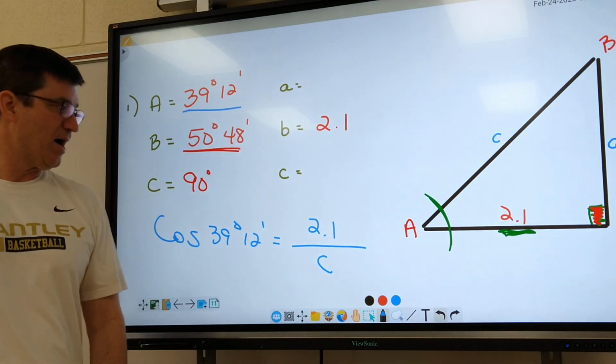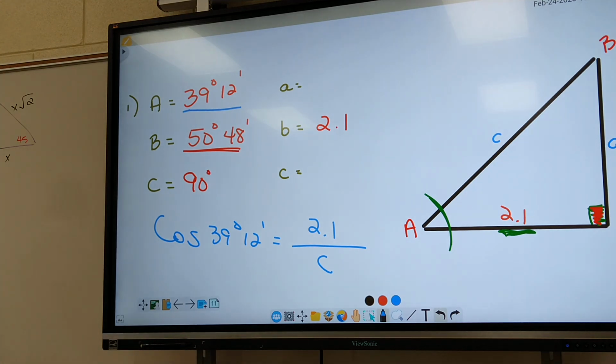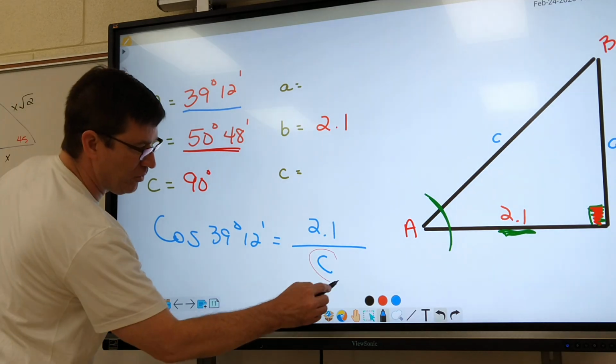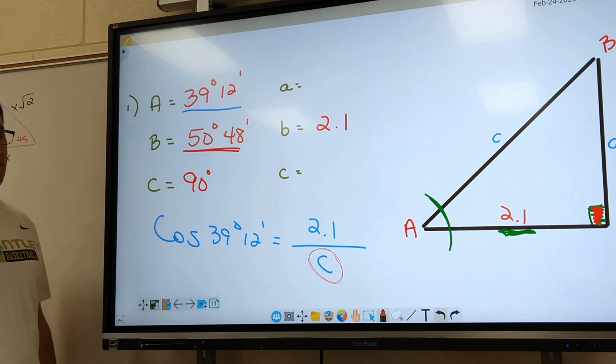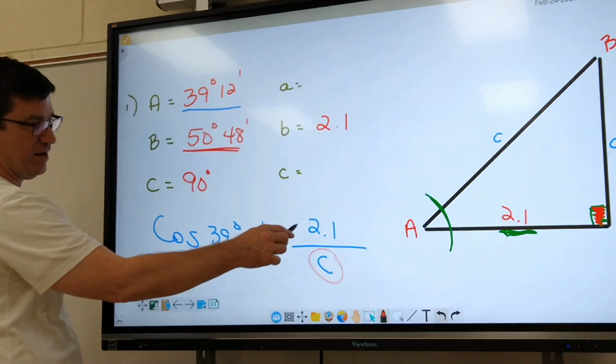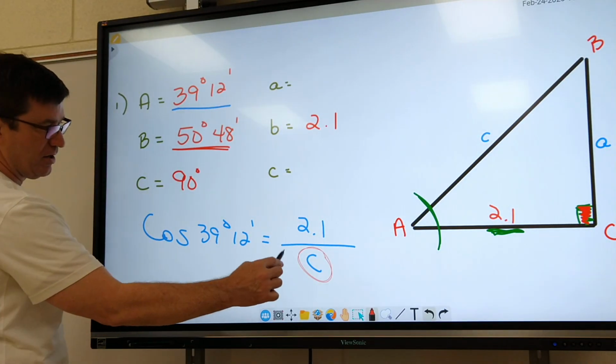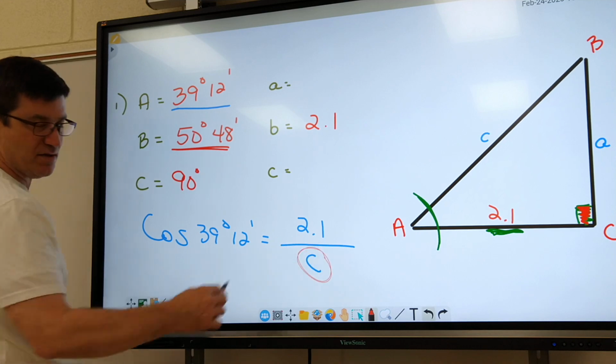Okay? Now, to put this in your calculator, anytime you have the variable, the letter on the bottom, basically, Matthew, all you're going to do is trade places with these two. You're going to type in 2.1 on top. On the bottom, you're going to type in cosine of 39 degrees, 12 minutes.